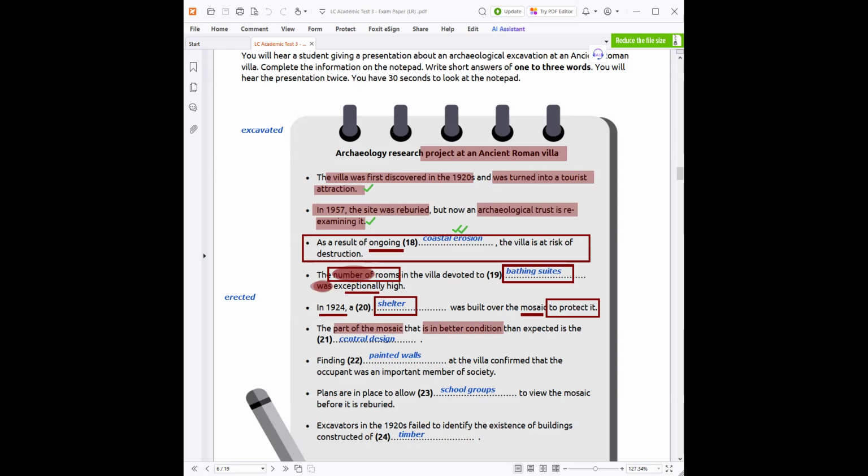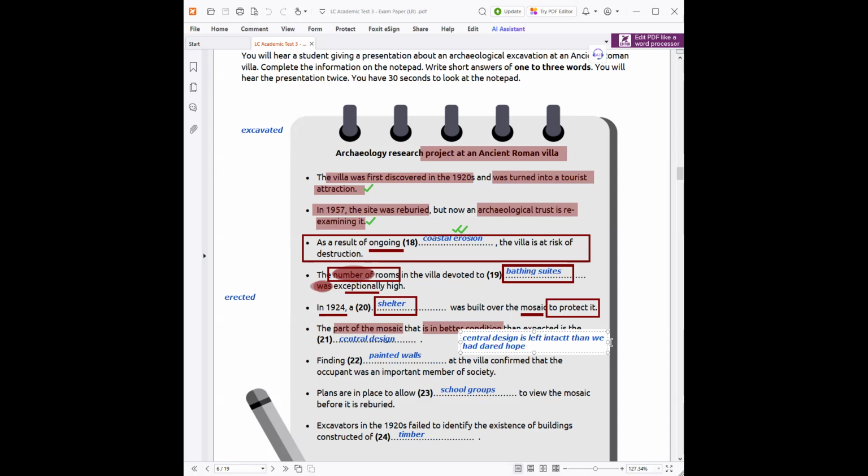But what was wonderful to see was that far more of the central design is left intact than we had dared hope.